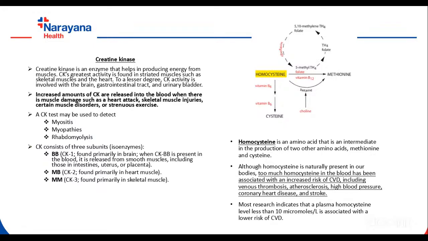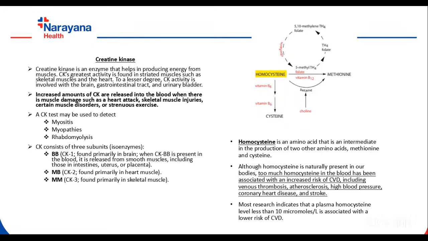A bit about creatinine kinase. It is an enzyme that helps in producing energy from the muscle. It is found in striated muscle such as skeletal and heart. To a lesser degree, it is also found in the brain, GI, and urinary bladder. Increased amounts are released into the blood when there is muscle damage, such as a heart attack, strenuous exercise, and at times skeletal muscle injury. This test may be used to detect conditions like myositis, myopathies, and rhabdomyolysis. It has three subunits as seen on the screen.